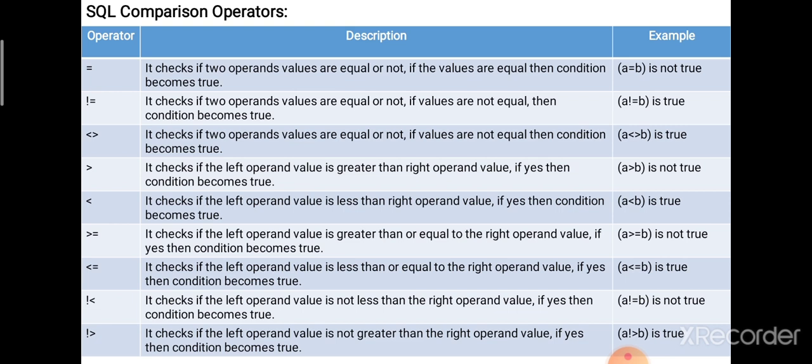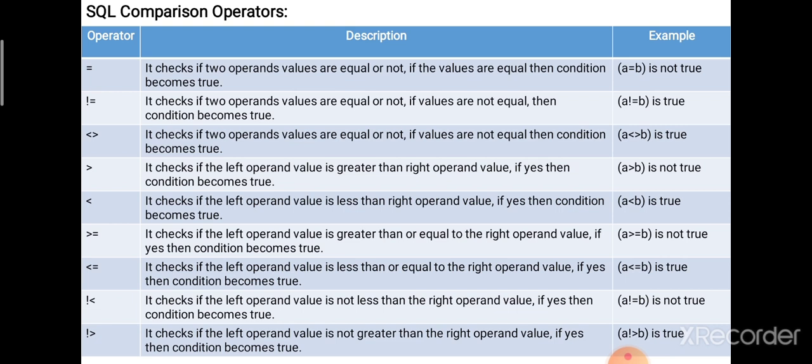Okay. Next symbol is not equal. It checks if two operands' values are equal or not. If the values are not equal, then the condition becomes true. Okay. So the taken values are not equal, so the answer is true. Next symbol is less than and greater than symbol. It also means not equal. If the values are not equal, then this symbol is also giving the answer as true. Okay. So according to the taken values, the answer is true.